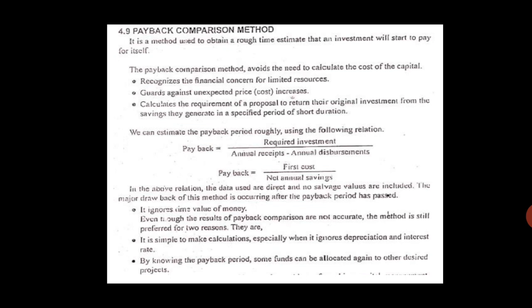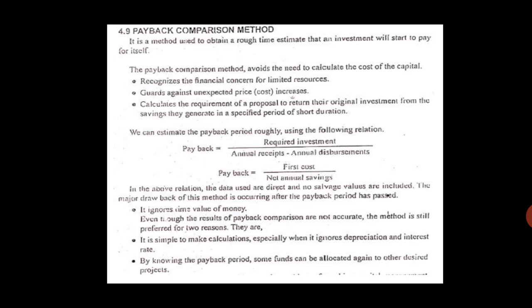It recognizes the financial concern for limited resources, guards against unexpected price increases, and it calculates the requirement of a proposal to return its original investment from the savings they generate in a specified period of short duration. So this line is very important. Suppose you take up the taxi car for 5 lakhs. Every year savings is 1 lakh, which they generate over a short period of duration. So investment is 5 lakhs, savings is 1 lakh, so it is 5 years. Payback period in terms of years.